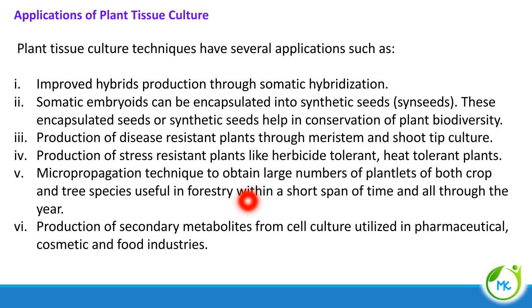Micropropagation technique can be used to obtain a large number of plantlets of both crop and tree species useful in forestry. Within a short span of time they can be produced, and through the year they can be produced. And plant tissue culture can be used for the production of secondary metabolites from cell culture, which is utilized in the pharmaceutical, cosmetic and food industry. I have already told you about the secondary metabolites in the previous video.